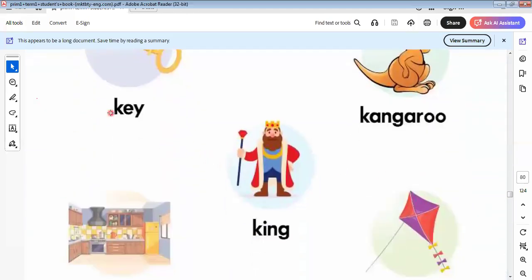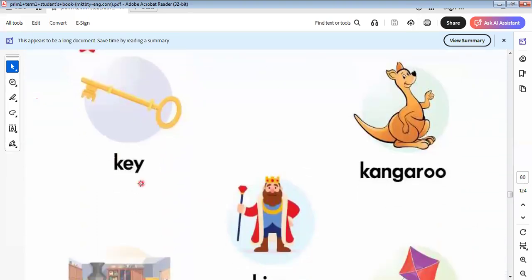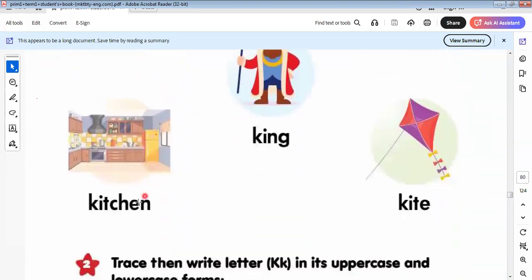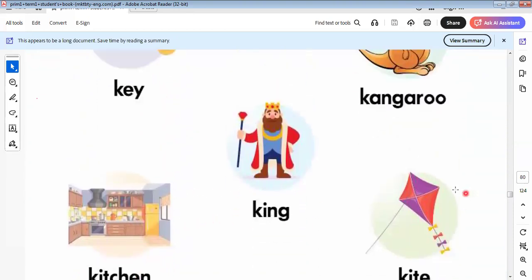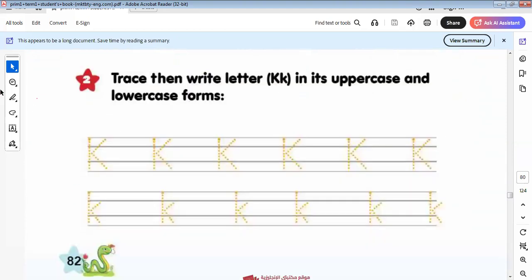Here is key, here is capital K and small k. Here is the sound K, like key, king, kangaroo. Key, king, and kangaroo. Kitchen and kite. I will repeat it again. Key, king, and kangaroo. Kitchen and kite. Here is capital K and small k. It's called capital K and small k.